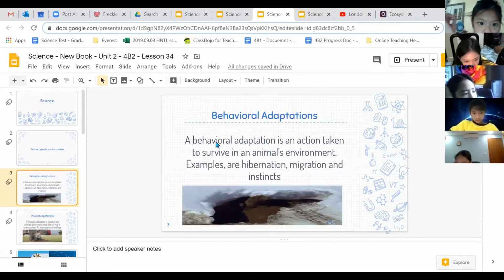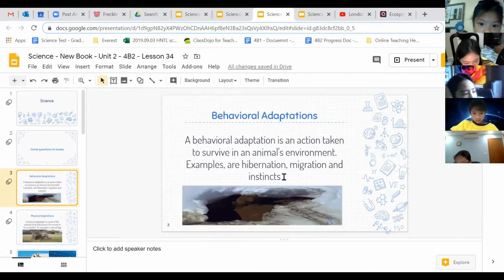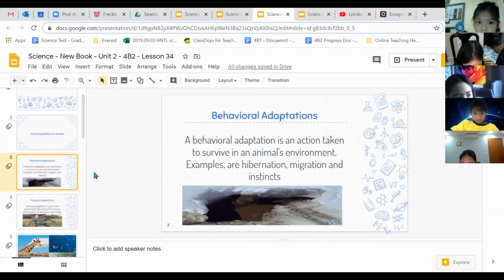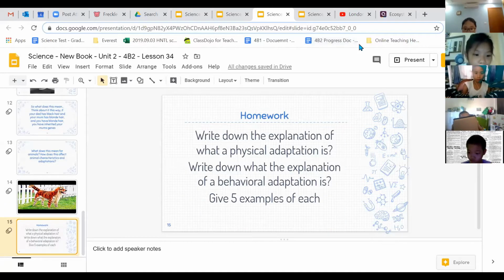So a behavioral adaptation is an action taken to help an animal survive in its environment. Examples are hibernation, migration, or insects. If you did your homework at the weekend, you would have read about hibernation. It's there, it's a behavioral adaptation. Remember why they have them as well. Why does a giraffe have a long neck? Explain that. Don't just say a giraffe's got a long neck. That means nothing to me. Give me an explanation, explain why.